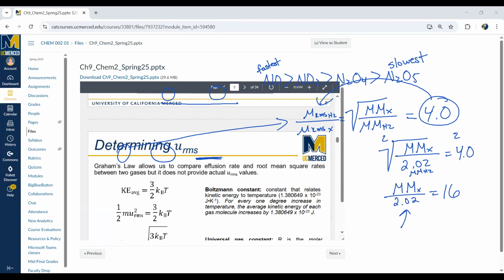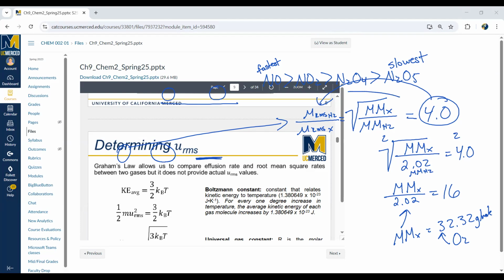So now 16 times 2.02, molar mass of X equals 32.32-ish. And I can tell you, I already know what gas it is. It's O2 because that's about the molar mass of O2. So that is how you handle this question.